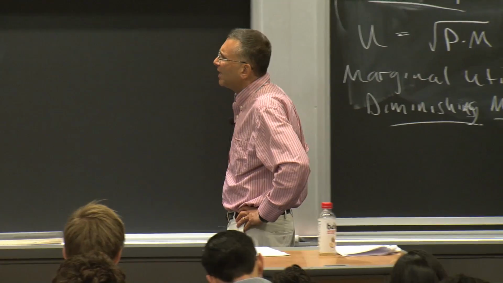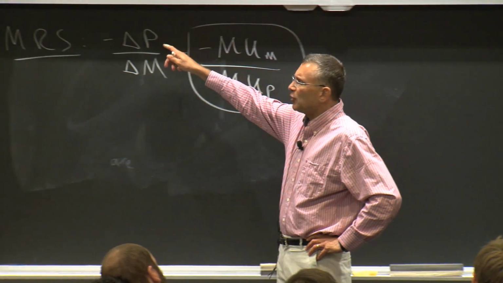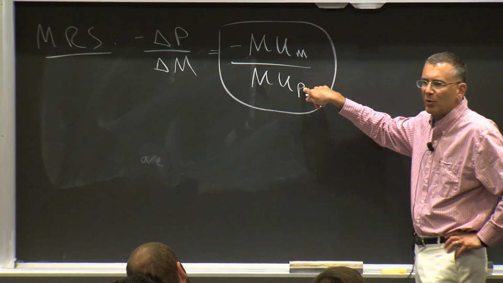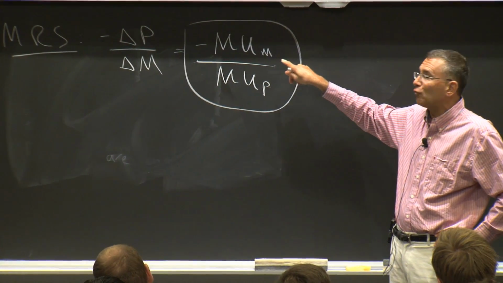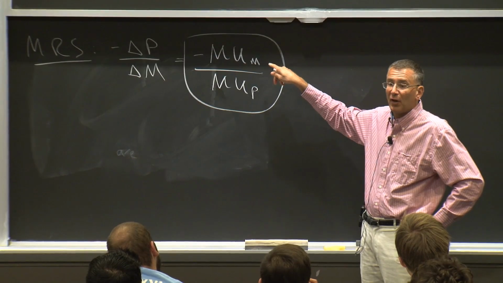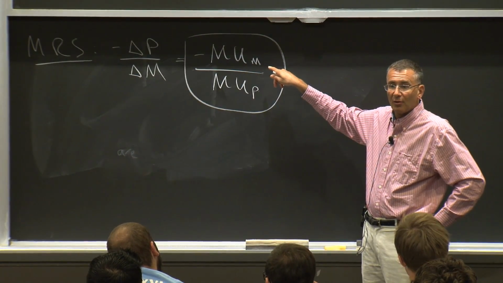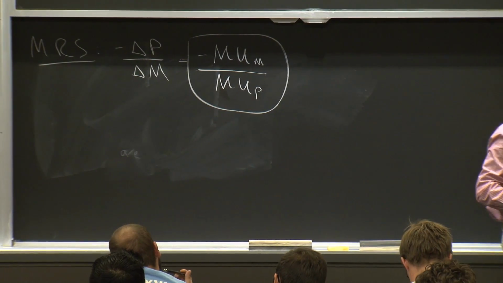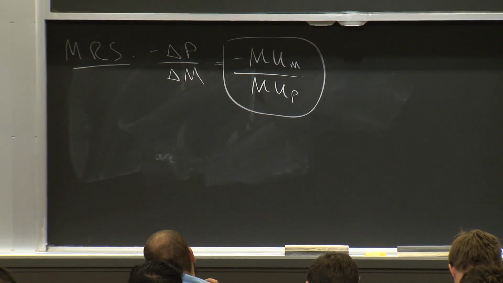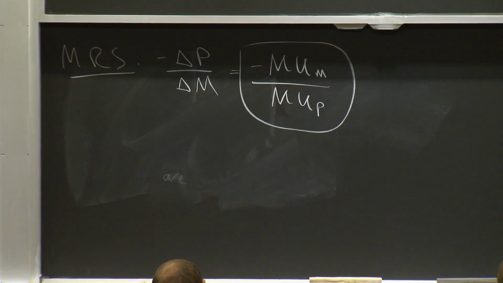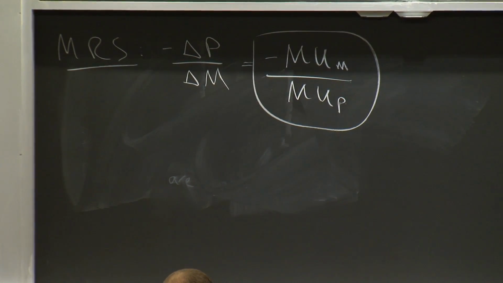Now what's interesting here is you might say, well gee, MRS was about delta P over delta M, but I wrote MUM over MUP. Why did that flip? It flipped because remember, marginal utilities are negative functions of quantities. Okay? So as you have more pizza, you have a lower marginal utility of pizza. As you have more movies, you have a lower marginal utility of movies.